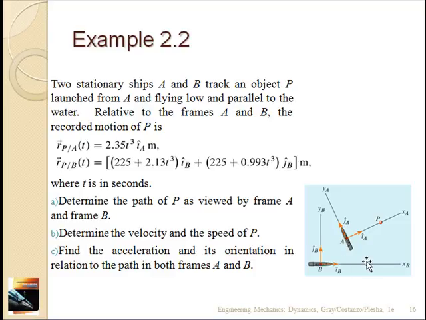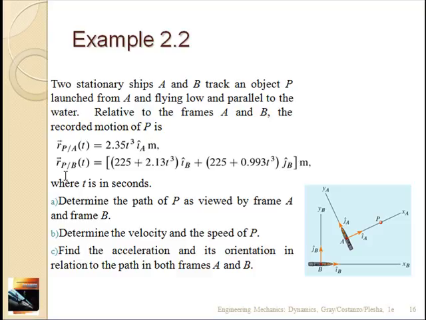So the idea here is that ship A has launched some projectile P in its own x direction, the xa direction. So P is flying along this. The position vector for P in the A coordinate system is given to us as 2.35 t cubed times the unit vector in the xa direction. Okay, and the units are meters.